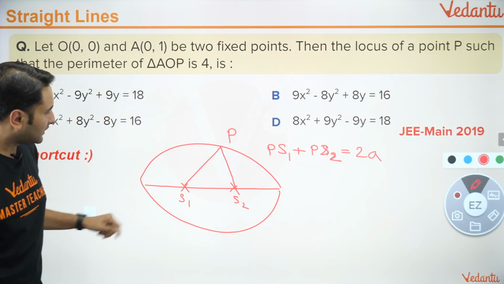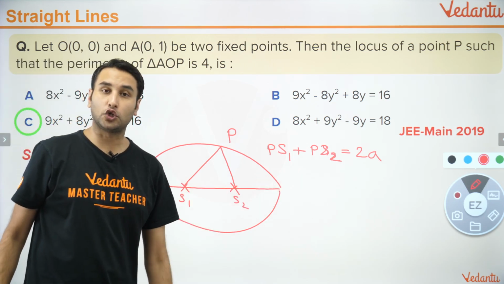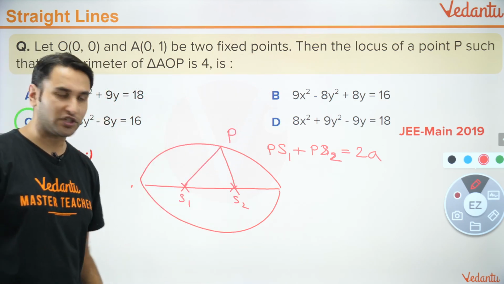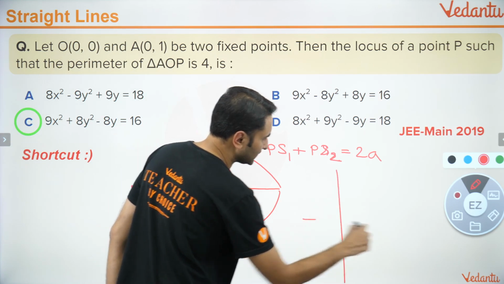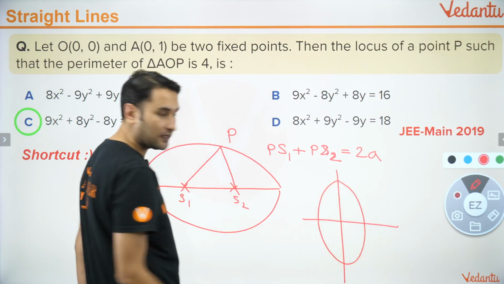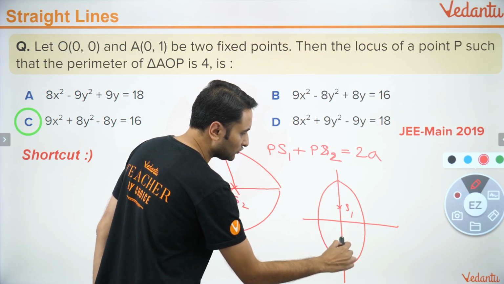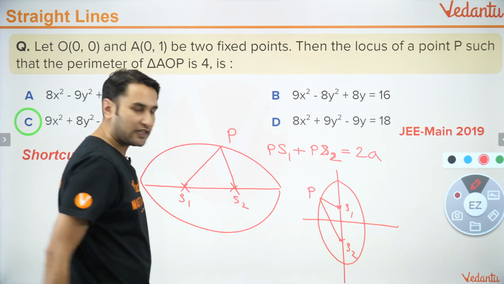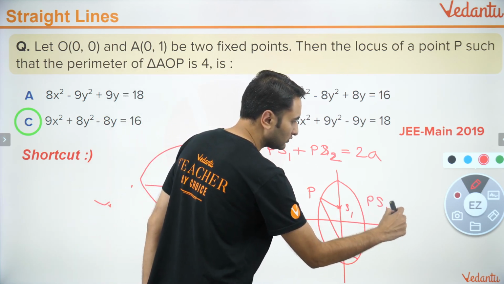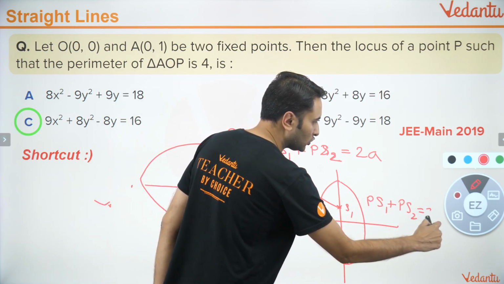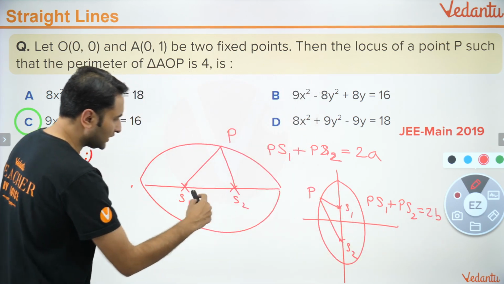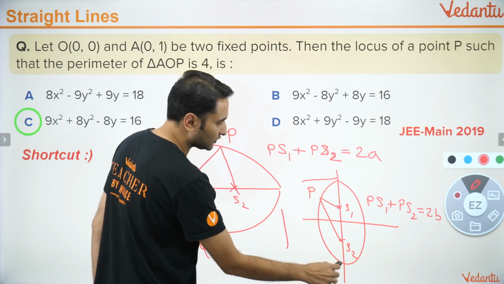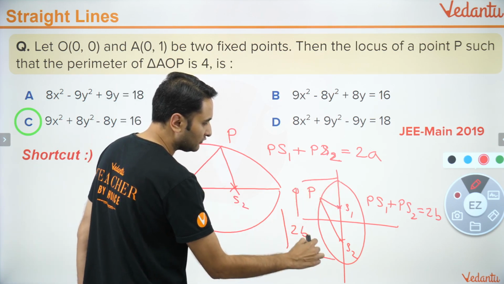PS1, these are the foci. PS1 plus PS2 will be 2A. Yes or no? याद है कि नहीं है? Similarly, if the ellipse is like this, bachcho, and this is your S1 and this is your S2, then any point P here will satisfy PS1 plus PS2 is equal to 2B. This distance is 2A और यहाँ पे ये distance 2B. We will do this in ellipse.